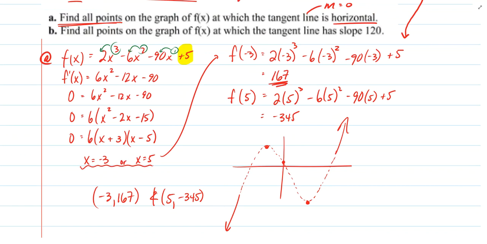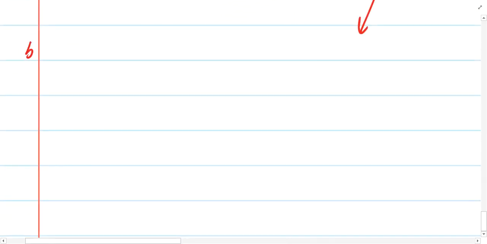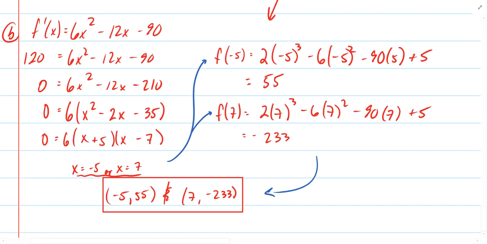So I'd like for you to try part B on your own. We're doing much the same thing, finding all the points on the graph where the tangent line, instead of having a slope of 0, now has a slope of 120. So pause the video now and try this on your own. You can resume playback in just a moment to check your work.